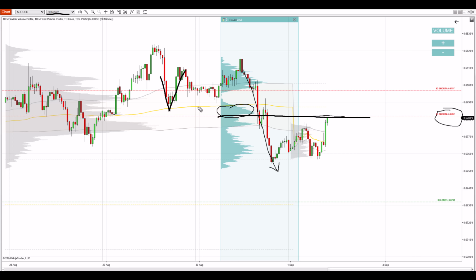The price was reacting to this zone in the past, not exactly to the level, but to this general area. And that means it worked as a support. This zone worked as a support zone. And now it turned into a resistance. And at the same time, we have that heavy volume cluster here.